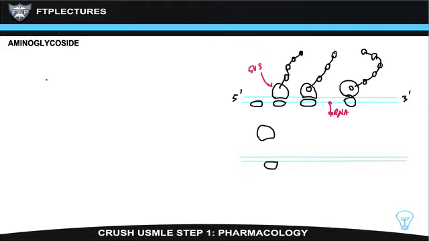Welcome to Crush USMLE Step 1 Pharmacology lecture, in which I'll be talking about aminoglycosides, also known as protein synthesis inhibitors. Now, these drugs are known as protein synthesis inhibitors because they affect bacterial protein synthesis.